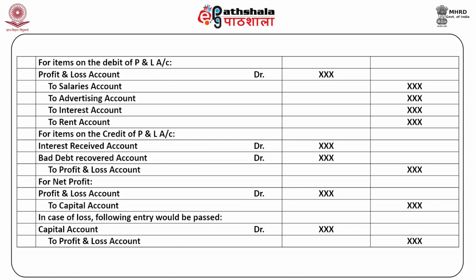3. For net profit, profit and loss account is debited to the credit of capital account. In case of loss, the following entry would be passed. Capital account debited to the credit of profit and loss account.